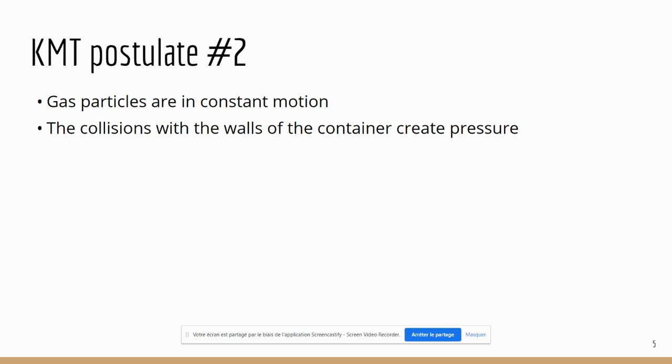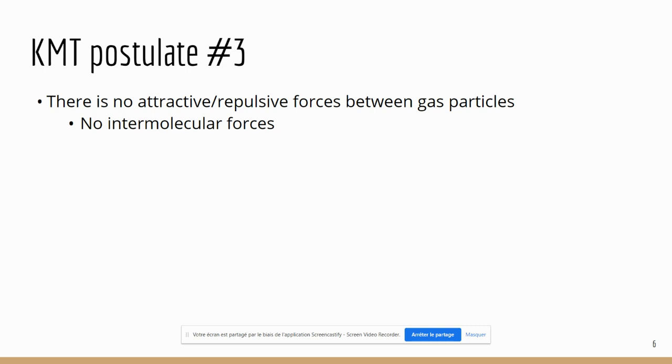So the second postulate: gas particles are in constant motion, which makes sense. Everything is in constant motion. And then the collisions with the walls of the container create pressure. One of the applications that we see of this is that when we are at higher temperatures, meaning we have more motion, we will have a gas that behaves in a little bit more of an ideal way. Pause here.